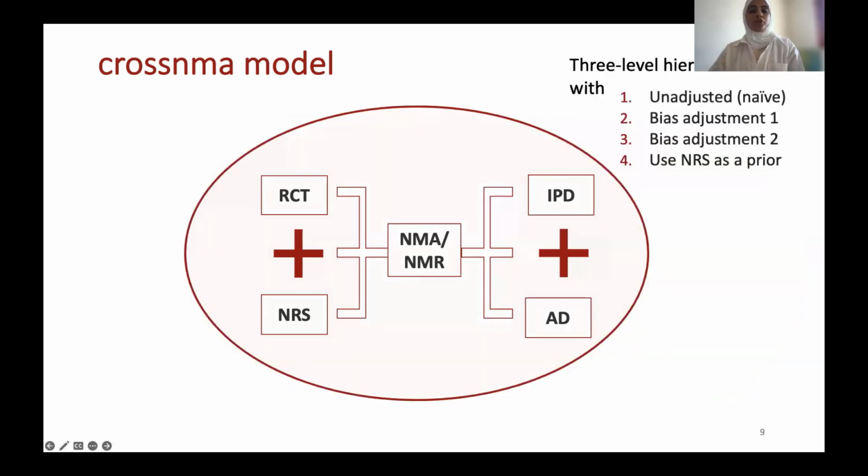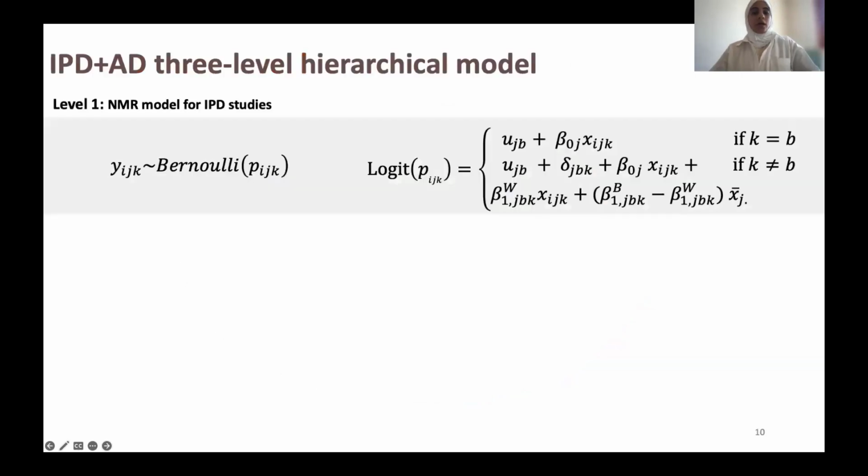So this integration results in creating the 4 Crossnma models, which serve as a generic framework to allow, again, combining different data formats and different study designs. Now I will give more details about each model. I will start with the description of the 3-level hierarchical model that allows combining IPD and AD.